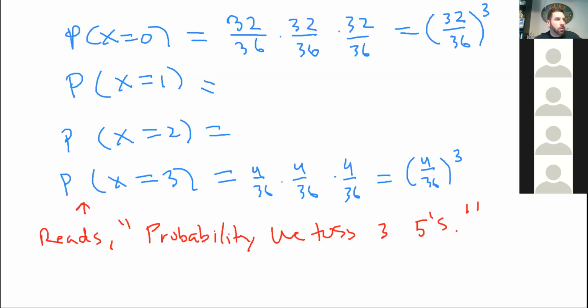Okay, so now let's think about what's happening in the next cases, because these ones we have to do a little thinking. How can I get just one 5? Well, that means I can get it on the first roll, the second roll, or the third roll. So let's assume I get it on the first roll. Then my one 5 is 4 over 36, and then that means I don't get it on the second roll or the third roll.